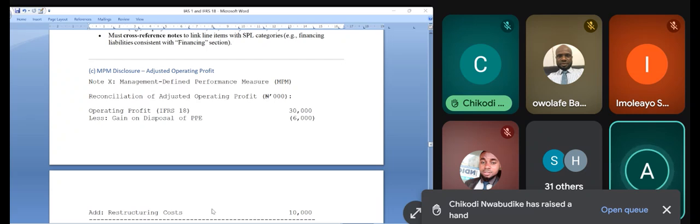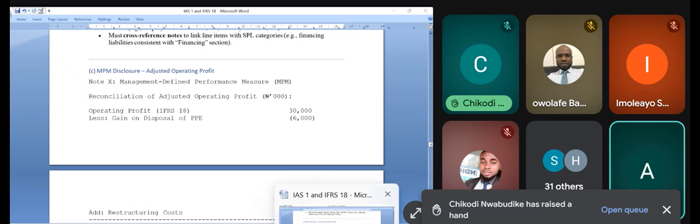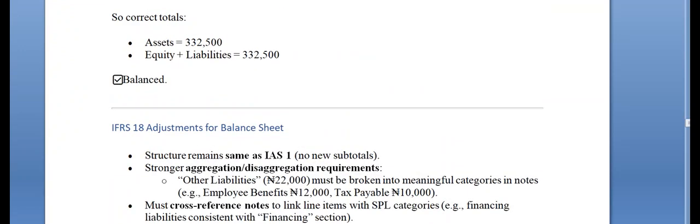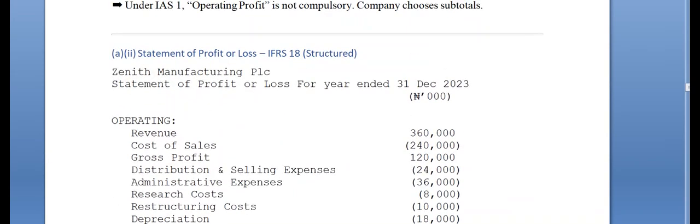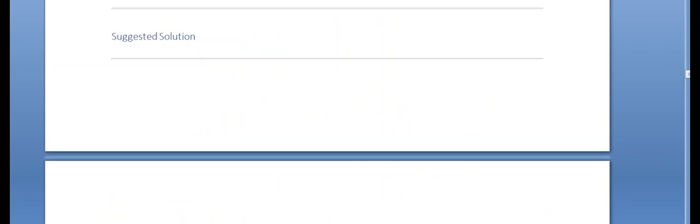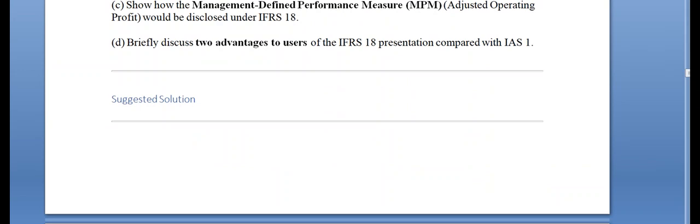So now I want us to look at this particular question C, because that is also one of the ways they can ask you questions under IFRS 18. C: Show how management defined performance measure, MPM, will be disclosed under IFRS 18. They can tell you adjusted operating profit. That's why I put it in bracket. Or they will say management defined performance measure. I'm sure they will not use the word adjusted operating profit so that you won't even know what to do, so that they can as well confuse you.